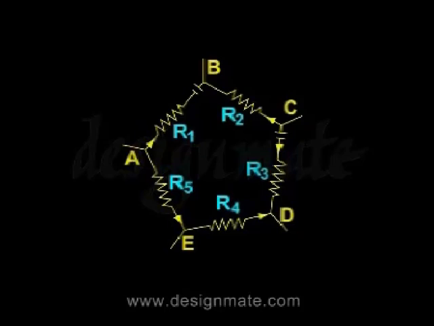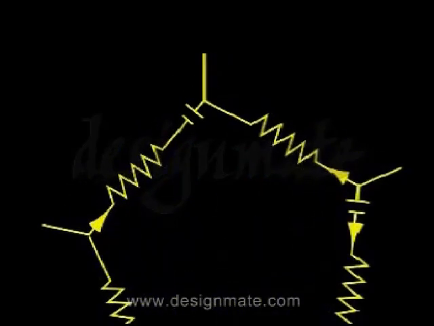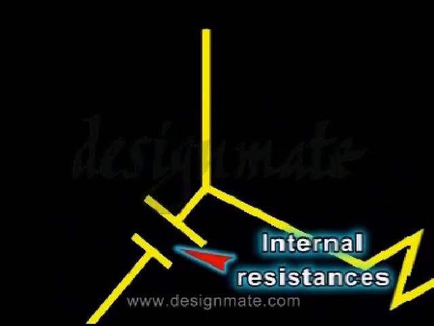Consider a circuit loop such as ABCDEA. Here R1, R2, R3, R4 and R5 are the resistances encountered in the loop and the batteries with their EMFs respectively. E1 and E2 are sources of EMF in the loop. For simplicity, we will neglect the internal resistances of the batteries, although it is not essential to do so.